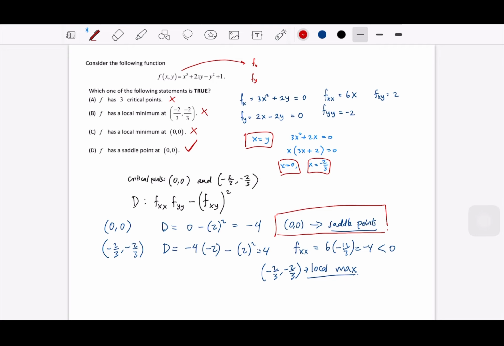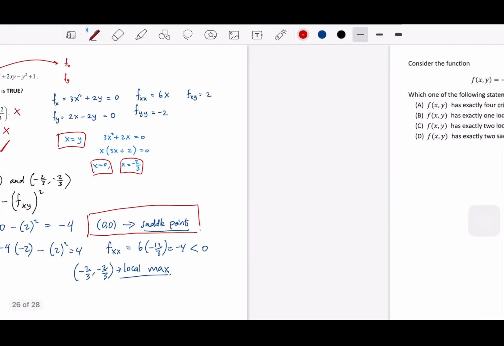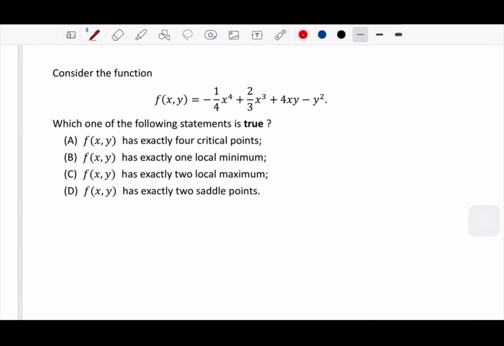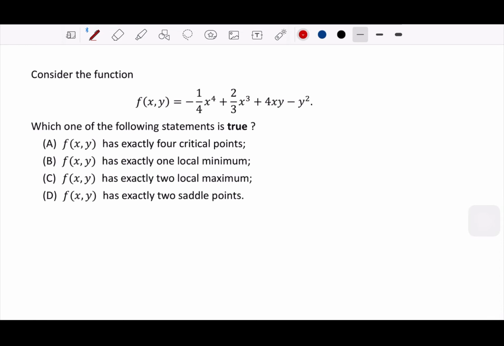Okay, next question that I prepared for this video. Again, similar questions. We have a function of two variables, and you need to select which one of the statements is true. You can pause the video and have your own way to solve this, and we can check later with my solutions.